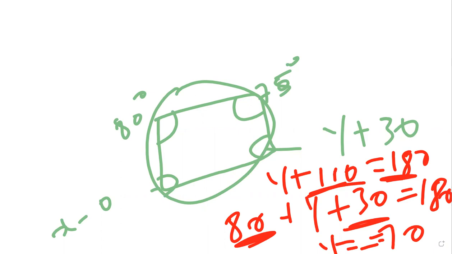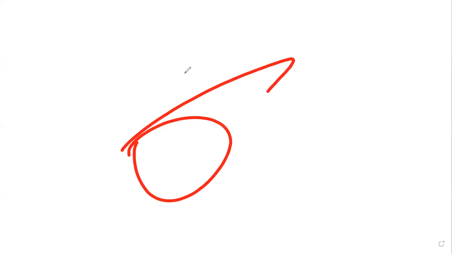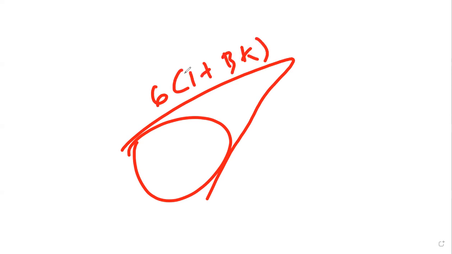Let's move to the other questions. So these questions are for the quiz, they're the review questions. Let's look at a circle like this, and I have two tangent lines. All right, let's say this part is 6 times (1 plus 3k). We have negative 18, negative 6k, using one variable. Now, what do we know about two tangents? We know that two tangents are equal.